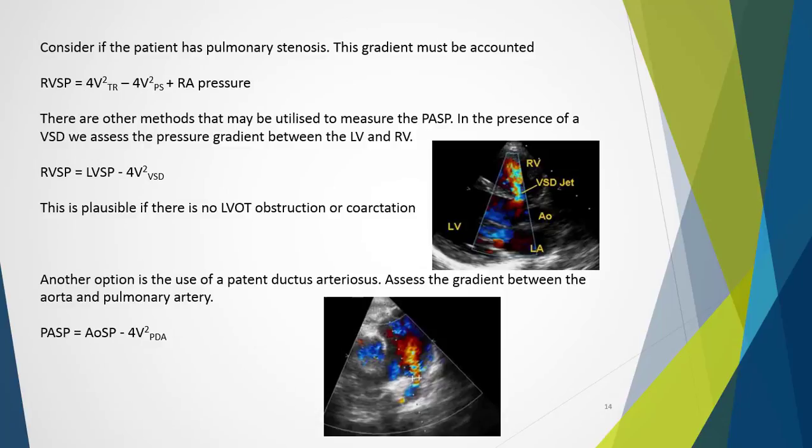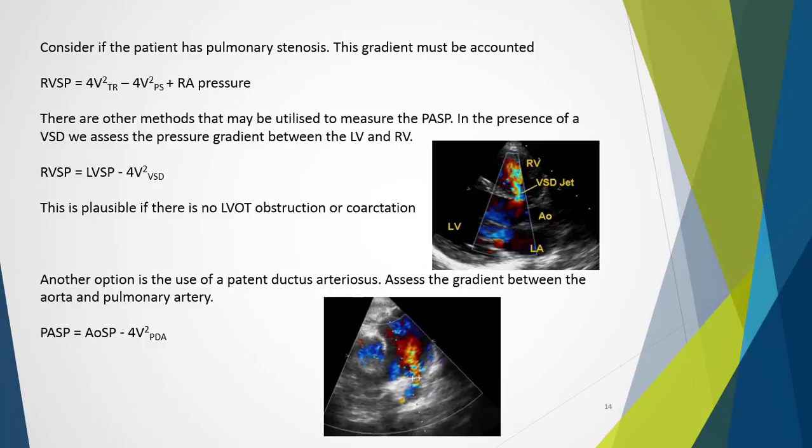Consider if the patient has pulmonary stenosis. The right ventricle must work harder to overcome the stenosis, and thus right ventricular systolic pressure does not equal pulmonary artery systolic pressure. To apply the previously mentioned formula would overestimate the severity of pulmonary pressures. This gradient must be accounted for, so the formula now looks like this. Right ventricular systolic pressure is equal to 4v squared of the tricuspid regurgitation minus the 4v squared of the velocities moving through the pulmonary valve, plus the right atrial pressure.